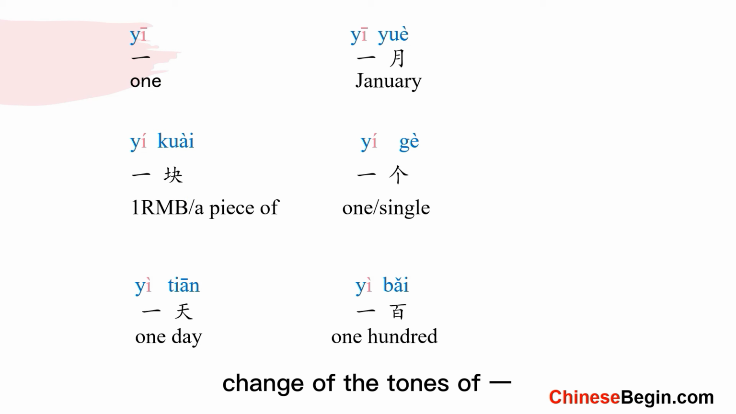Then let's look at the change of tones of 一. The basic tone of the numeral 一 is the first tone. When read alone or in counting or when it refers to a detailed date, 一's basic tone is used. For example, 一 means 1, so it's a number, so its syllable has the first tone. And 一月 means January, it's a date, and the syllable of 一 also uses the first tone.